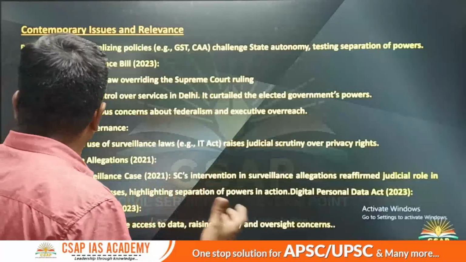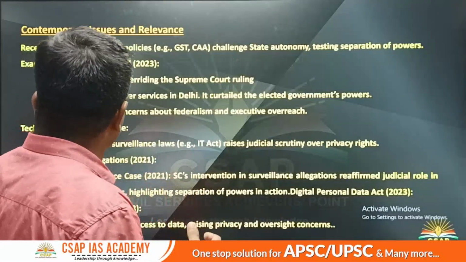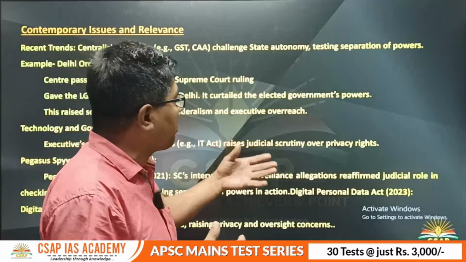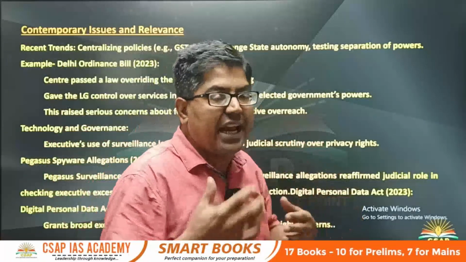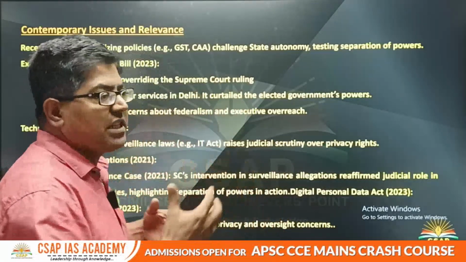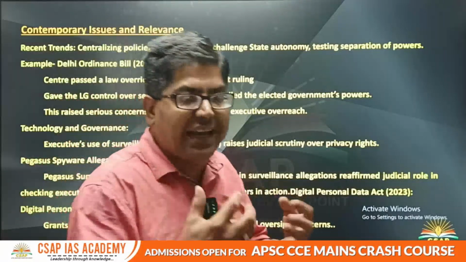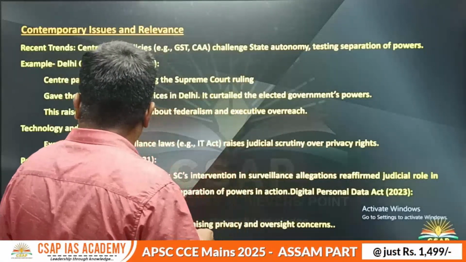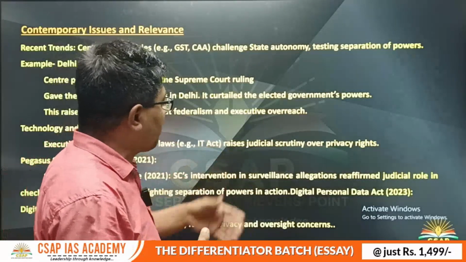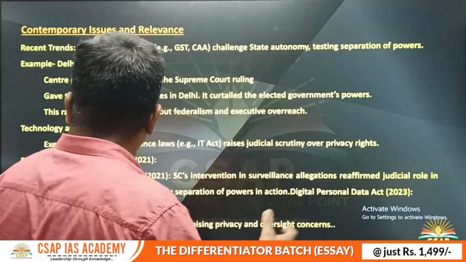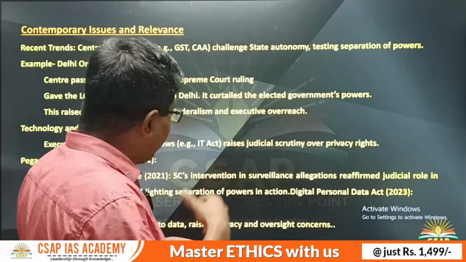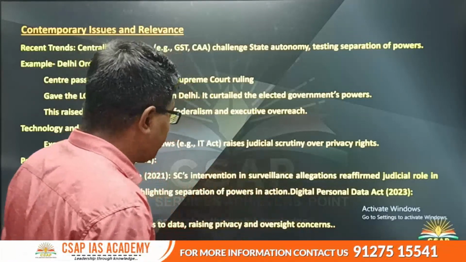And in technology and governance also, we can relate the executive's use of surveillance laws. For example, the IT Act, right, raises judicial scrutiny over privacy rights. Privacy, which is another important fundamental right of ours, can be compromised for surveillance purposes, right? And that way also we can link with certain GS papers. For example, the Pegasus surveillance case, where the Supreme Court's intervention into surveillance allegations reaffirmed the judicial role in checking executive excesses, highlighting that the separation of powers is in action, that it is ongoing, right?